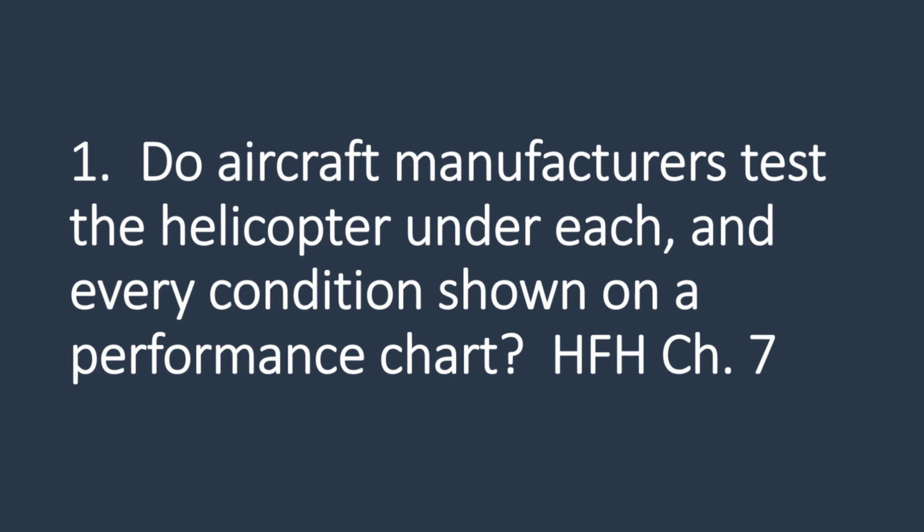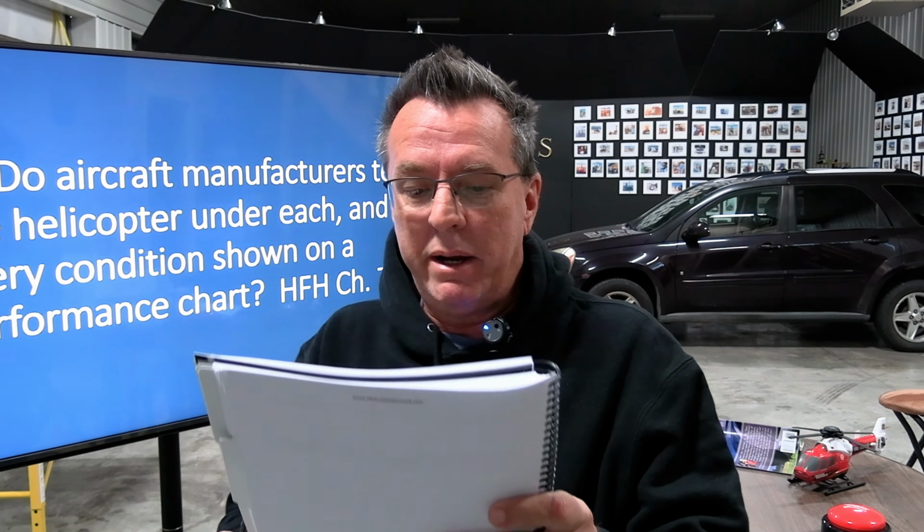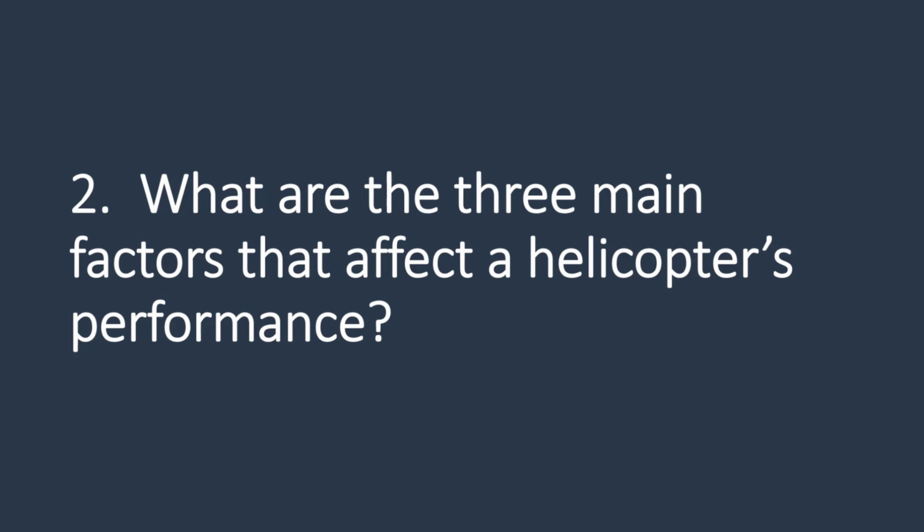Do aircraft manufacturers test the helicopter under each and every condition as shown on a performance chart? The answer is no. Specific data is evaluated and mathematically derived from the remaining data. What are the 3 main factors that affect a helicopter's performance? Density altitude, weight, and wind. We always say high gross weight, high density altitude are always going to be a factor in every single scenario.